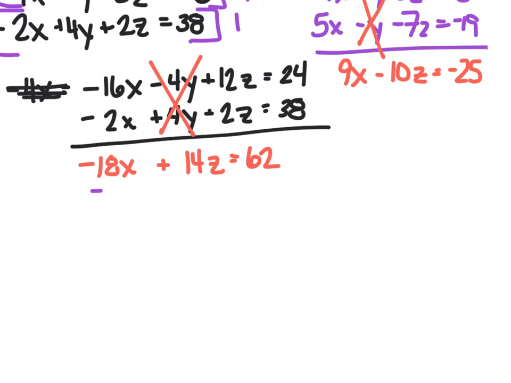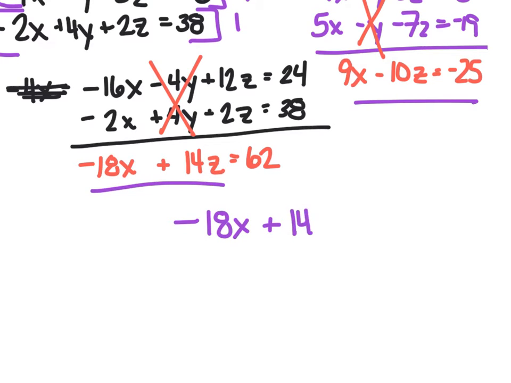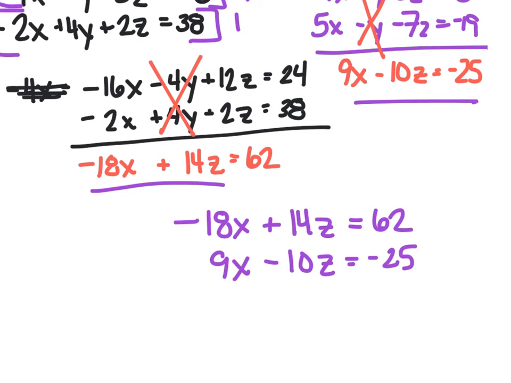And now I'm just going to take that 2 by 2 and that 2 by 2 and put those together. So I'm going to make my 18x plus 14z equal to 62, and 9x minus 10z equal to -25. Okay, so now again I have to choose to eliminate the x's or the z's, and it doesn't matter. Whatever makes you feel better. Now I think the x's might be a little easier, so I'm going to go with that.